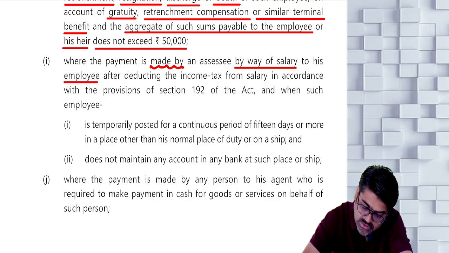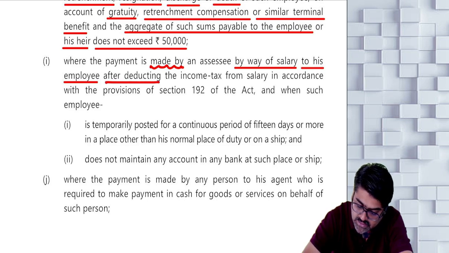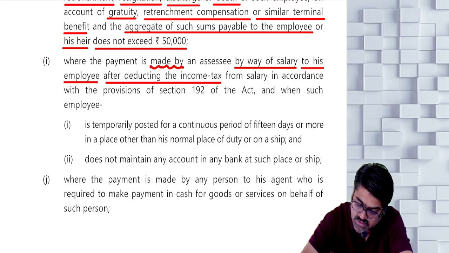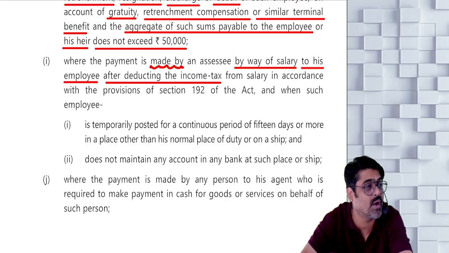Next one. Where the payment is made by an assessee by way of salary to his employee. Now the assessee is making the payment of salary to his employee after deducting the TDS from such salary, in accordance with the provisions of section 192. Section 192 is what? TDS provision for salary. So are you an employer? Yes. Are you making the payment of salary to your employee? Yes. Have you deducted the TDS? Yes.